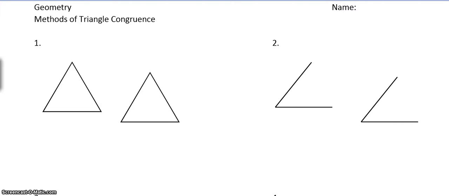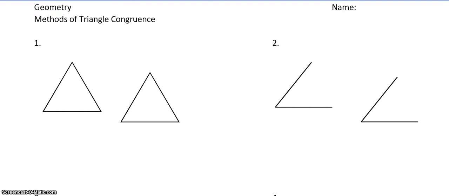Hello there, geometry peeps. Today we're going to talk about methods of triangle congruence, and what we're going to do is review 6 different methods, 5 of which can prove congruency and 1 of which does not. We're going to examine each of those and take a look at the properties of each.